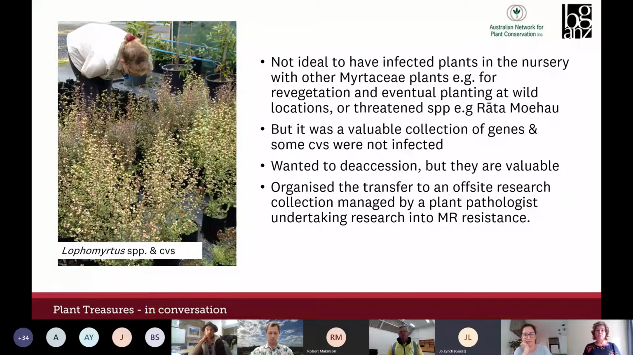So we thought on our feet. We knew it was a valuable collection of genes, and we knew that some of the cultivars weren't infected, and we were sure that that was probably interesting to someone. We wanted to deaccession them, but they're valuable.